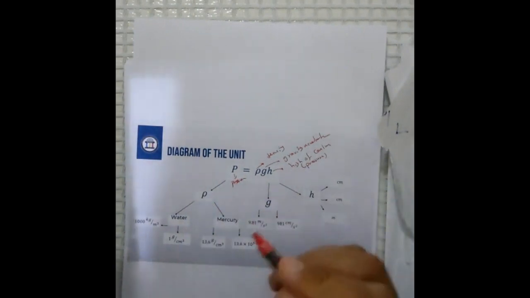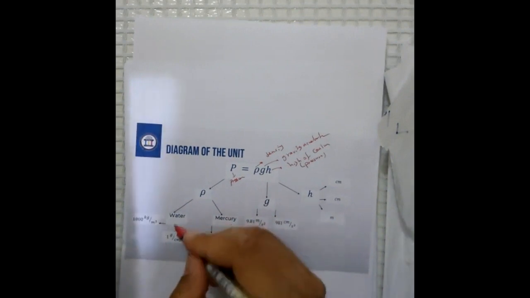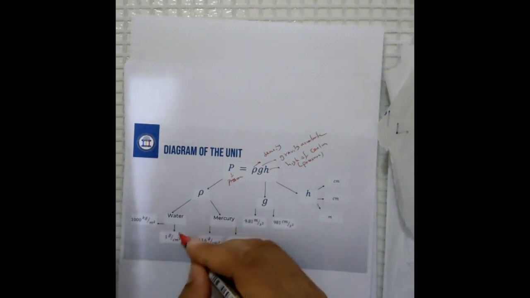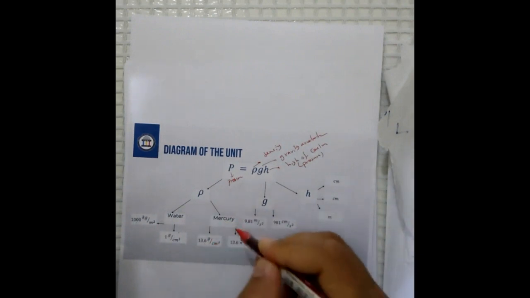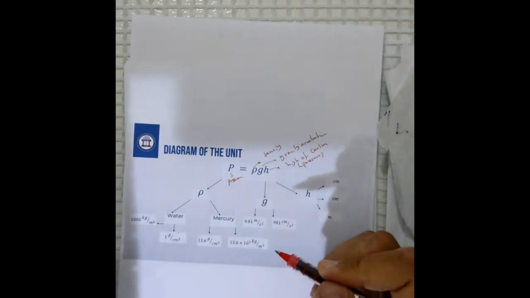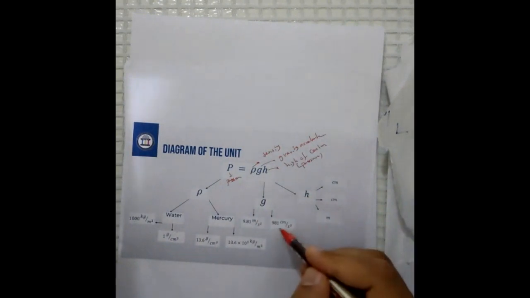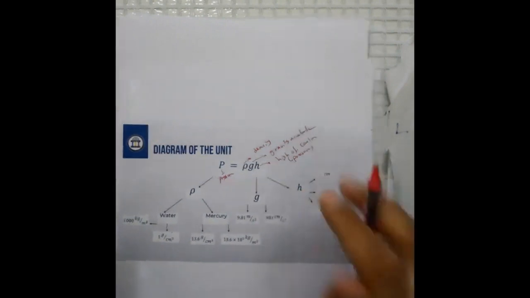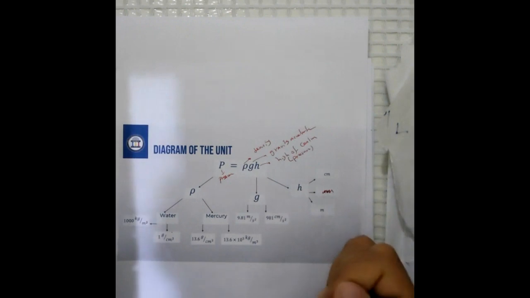First of all, you should know rho. We use two liquids, water and mercury, so these are constants and you should memorize them. For water, the density is 1,000 kilogram per meter cubic or 1 gram per centimeter cubic. For mercury, it's 13.6 gram per centimeter cubic or 13.6 times 10 to the power 3 kilogram per meter cubic. G is 9.81 meter per second square, or 981 centimeter per second square. H is not constant, so it will change. It could be centimeter, millimeter, or meter.